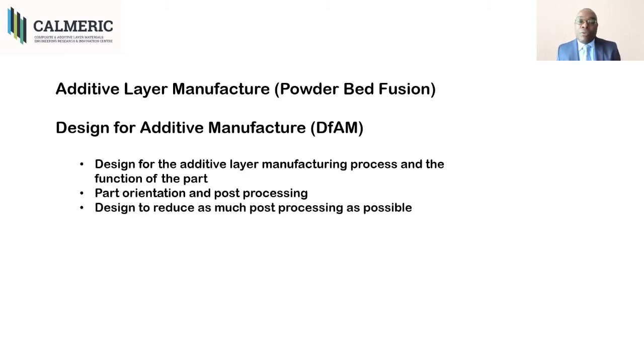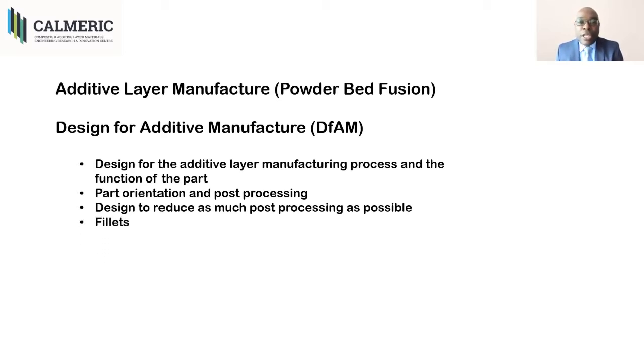And we need to design to reduce as much post-processing as possible. So the designer knows that with this process, we need support structures. So that needs to be thought about. And can we reduce the amount of support structures to reduce post-processing after the additive layer manufacturing process has been completed?